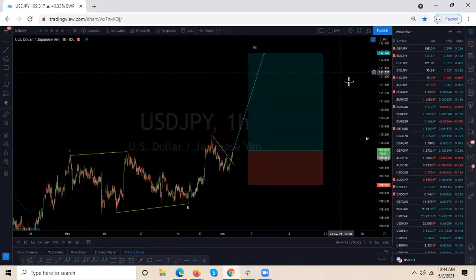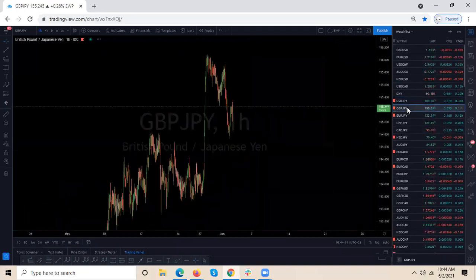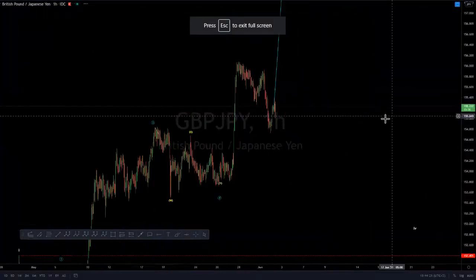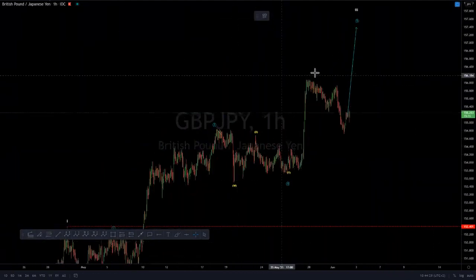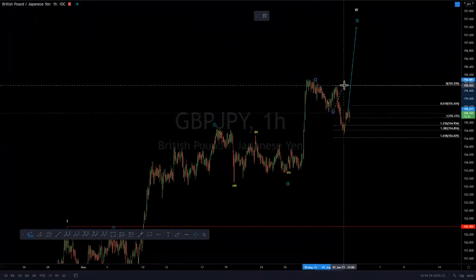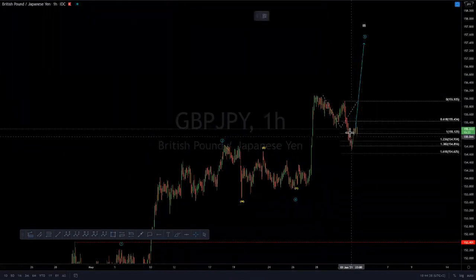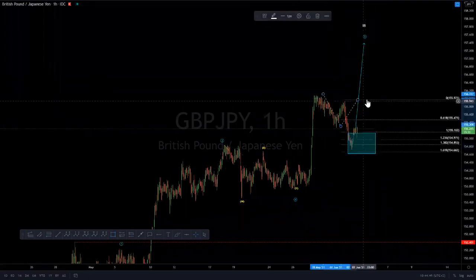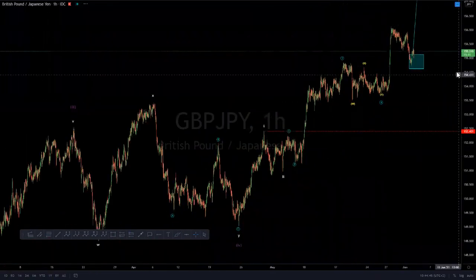Okay, let's look at the next one that I had. Pound yen. Let me just see here. I did not look at it this way before, but now that I'm looking at it, I see a possibility of this being a blue box here. Okay, now let's look at it first before we look at that blue box.